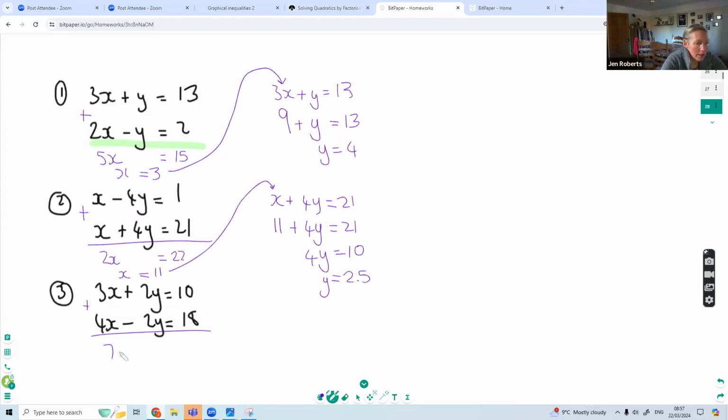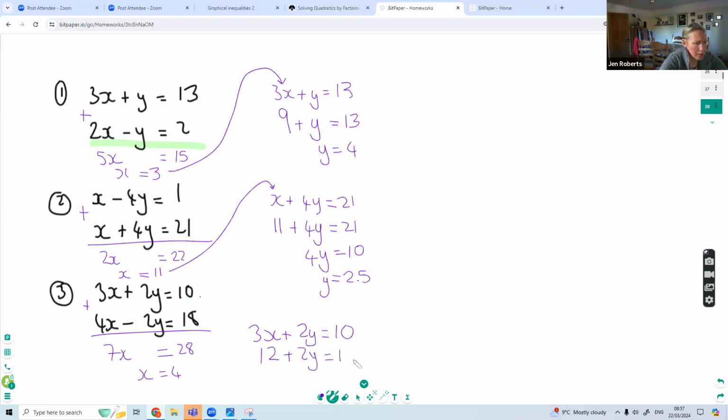3x add 4x, 7x. We know by now these disappear. 10 add 18, 28. Divide both sides by 7, x is 4. I'm going to choose my top equation. 3x plus 2y equals 10. X is 4, so 3 times 4 is 12.